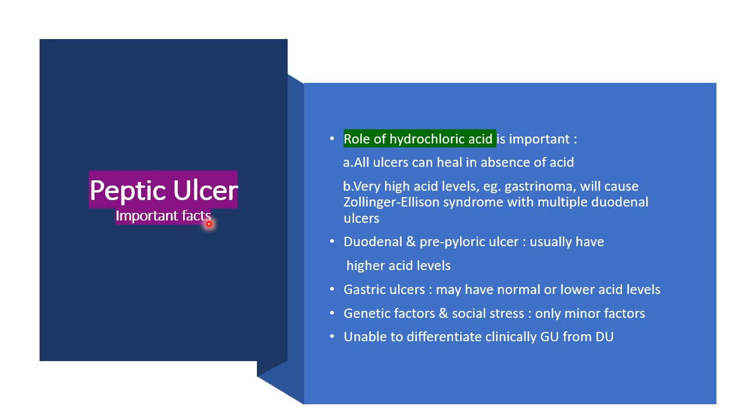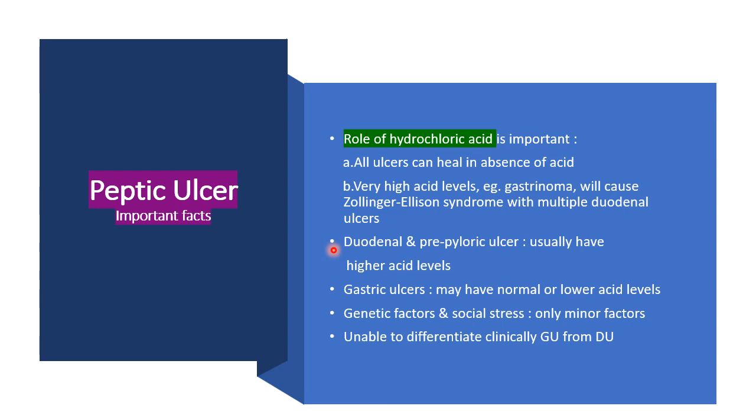The important fact about peptic ulcer disease is the role of hydrochloric acid. This is very important. A. All ulcers can heal in the absence of acid. Okay. B. Very high acid levels, for example in gastrinoma, will cause Zollinger-Ellison syndrome with multiple duodenal ulcers. Okay. So these are the two important roles of hydrochloric acid in ulcer formation.